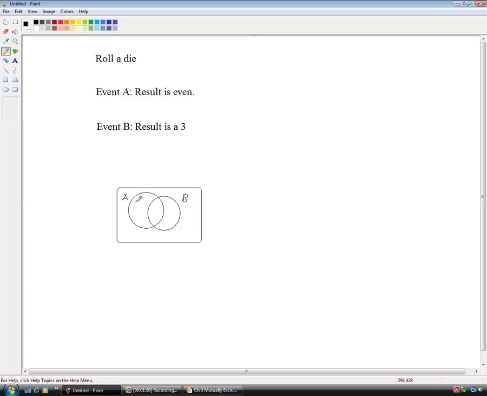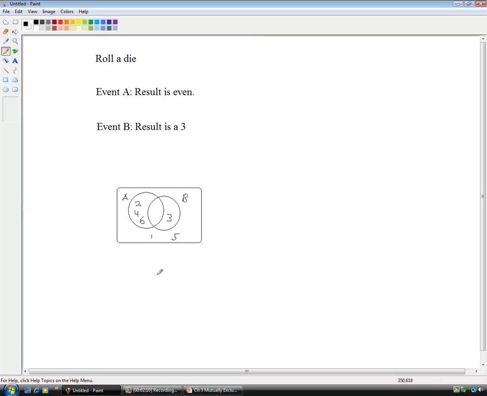So the even values are 2, 4, and 6. The odd number 3 is right here, and the other two odd numbers are 1 and 5, and they're in the outskirts. They're neither A nor B, so they're in the outskirts of the box part of this.